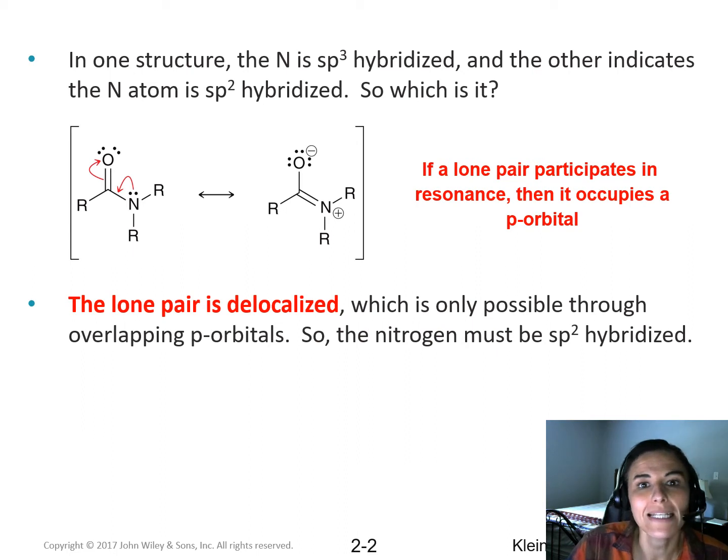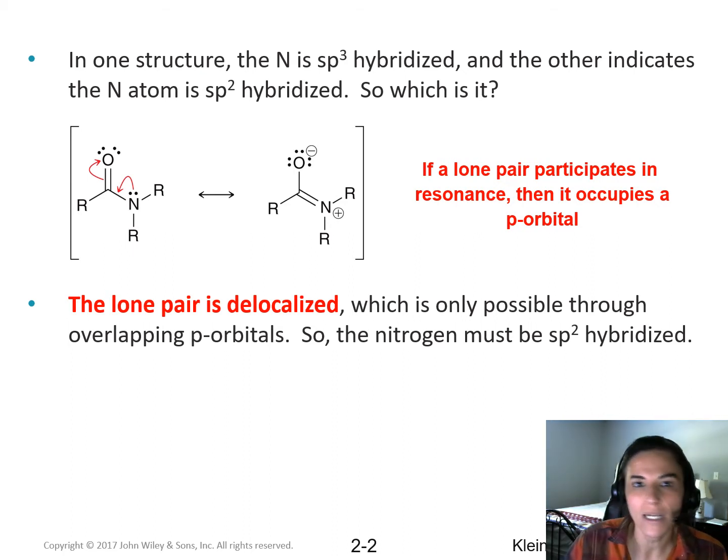So what does this look like? Well, let's look at our structure. We have a nitrogen next to an sp2 hybridized carbon. So that lone pair will be delocalized and will have resonance. We have both resonance structures drawn out. In one structure, the nitrogen is sp3 hybridized, and in the other, it indicates that the nitrogen is sp2 hybridized.